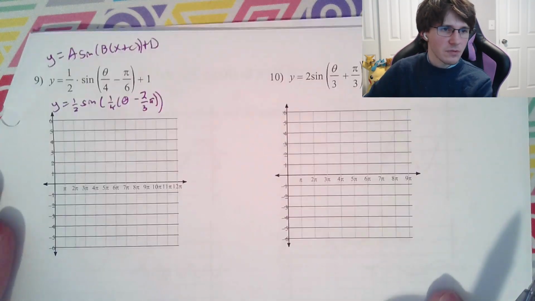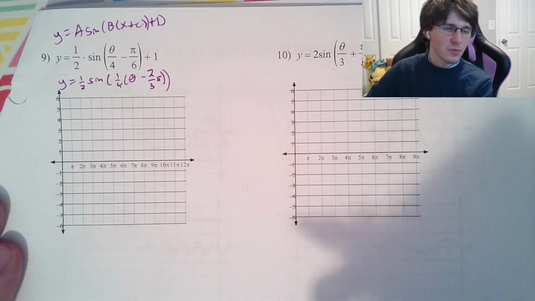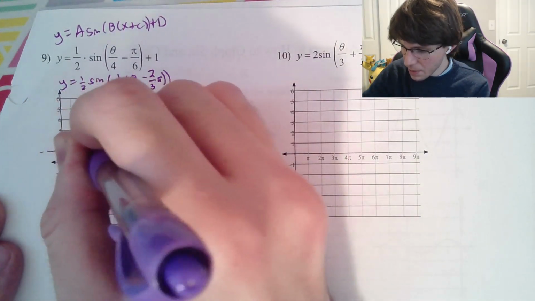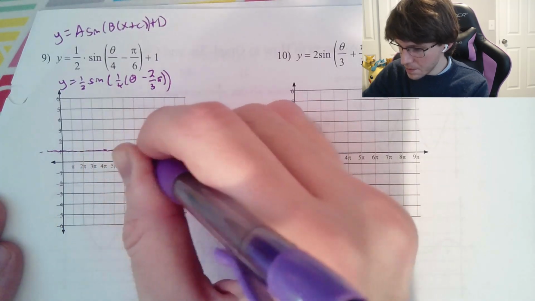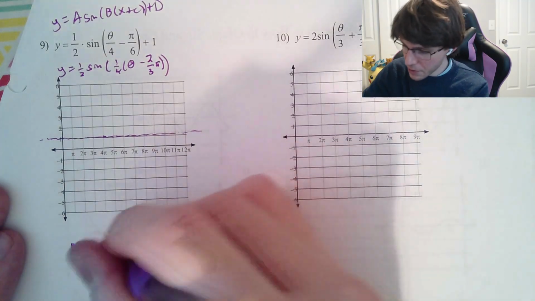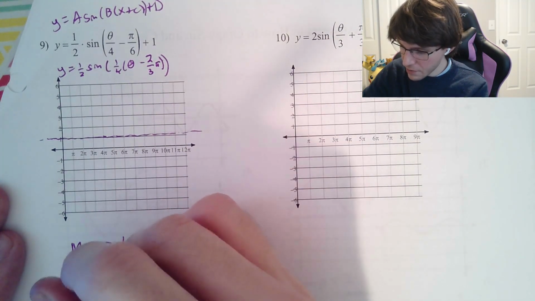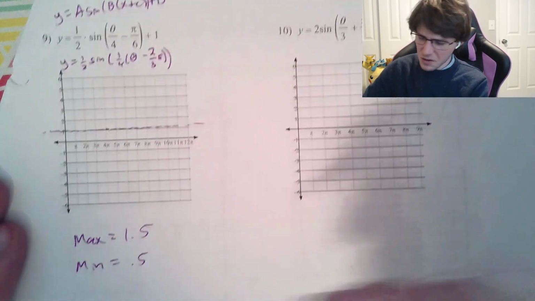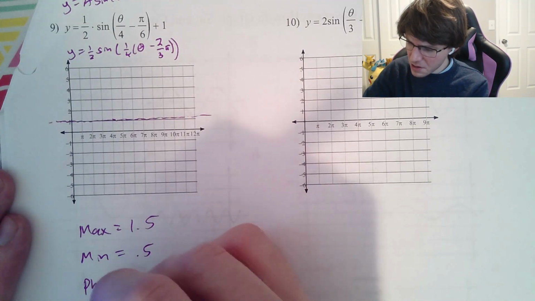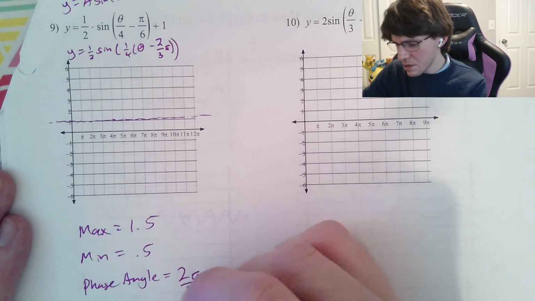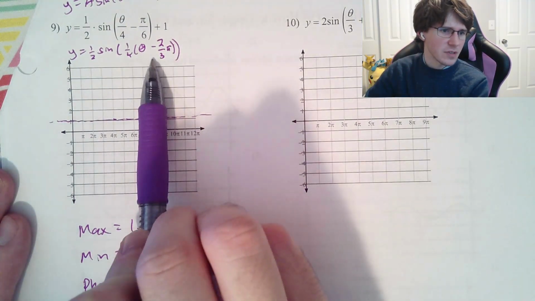So we have a couple of different pieces of information here. It means that our center line is back to 1. Our max is the same as the last question. I'm not going to show all the work for it, but we get to a 1.5. Our minimum is going to be a 0.5. But this time we have that phase angle. So we have this phase angle here. The phase angle is equal to 2 pi/3. That's the opposite sign of this minus sign.